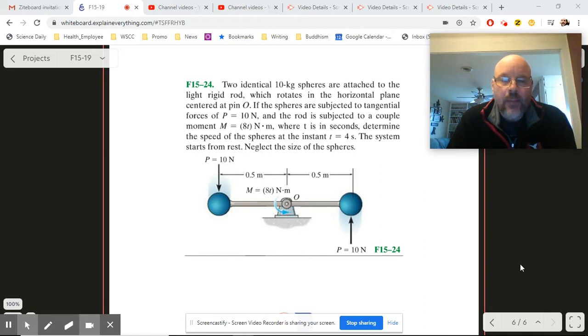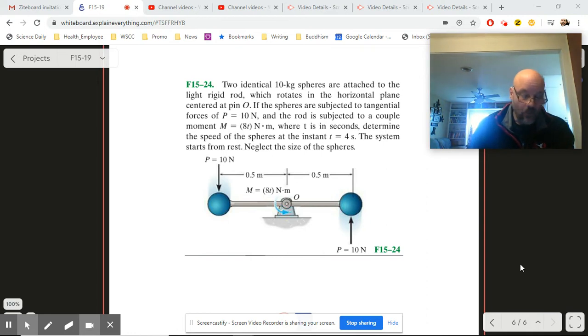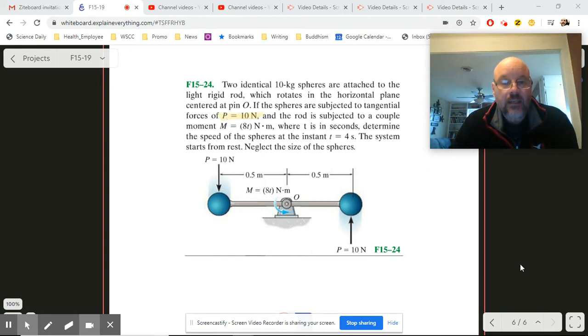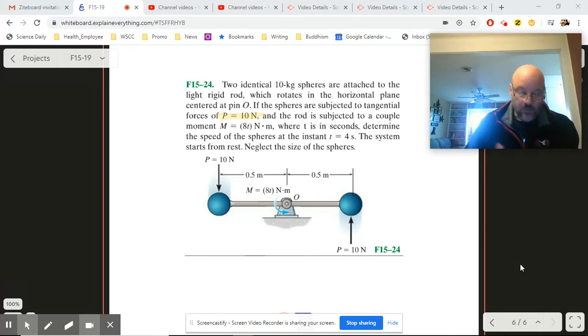We've got these two masses on here. They have a moment that's applied, and it tells us that there is also a force that's been applied to each sphere, 10 newtons. So that is going to create another moment. So really, we need to deal with two moments when we're taking this into account. So we call it M1, M2, and M3 as we get into this thing.